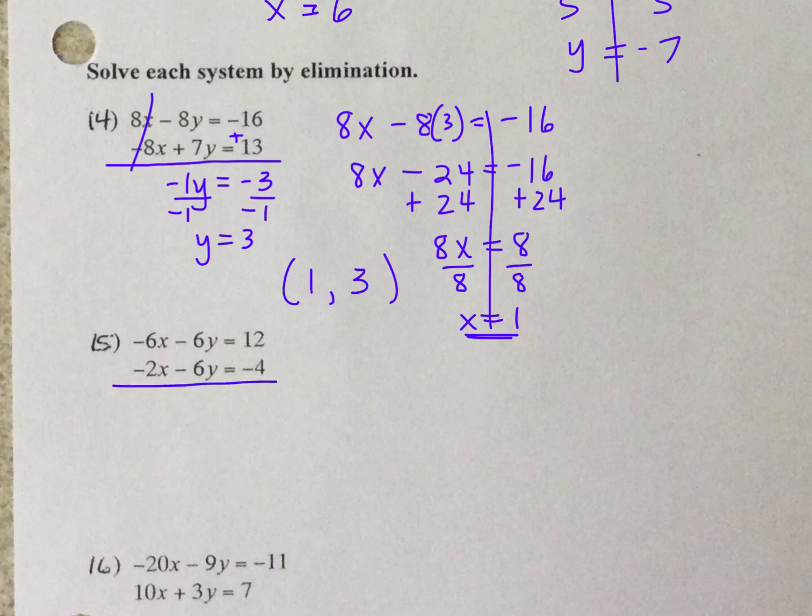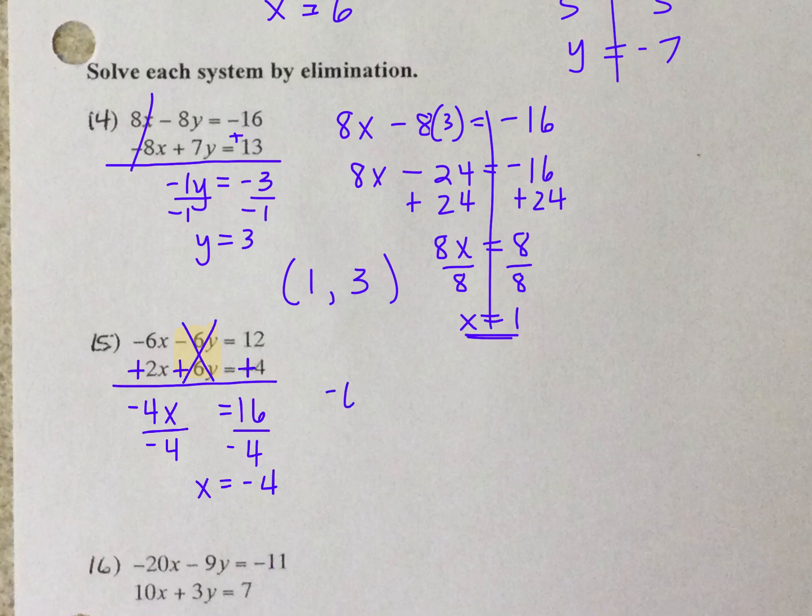When I look at this one, I can see that the 6's are the same, so they should be able to mark out, but they're both negatives. So I'm going to go through the bottom and change all the signs, so now those mark out. Negative 6 plus 2 is negative 4x equals 12 plus 4 is 16. So x equals negative 4.